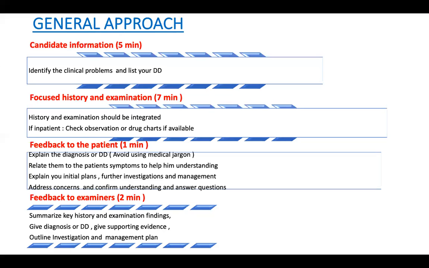And then explain your initial plans, what you're going to do for him, any further investigations you need to request, and how you're going to manage him. Ask about his concerns, confirm his understanding, answer his questions, and now you have 2 minutes with the examiner where you need to summarize your key history and examination findings, give your diagnosis or your differentials, give supporting evidence, outline the investigations and the management plan. That's basically 10 minutes, okay, and the station 5 is over.